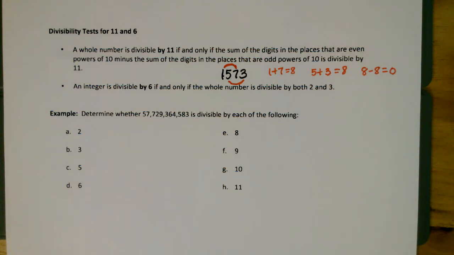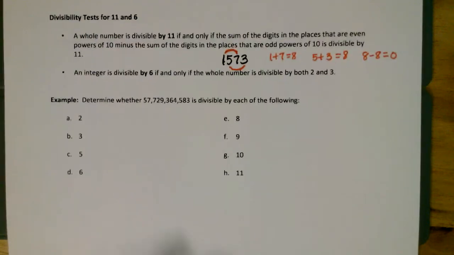Okay. Also, an integer is divisible by 6 if and only if the whole number is divisible by both 2 and 3. So we have to know the divisibility rule for 2 and the divisibility rule for 3. For it to be divisible by 6, the whole number must be divisible by both 2 and 3. Okay, here's an example.